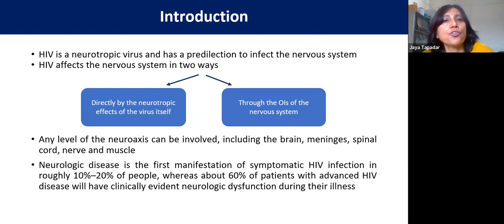So HIV is a neurotropic virus, and it has a predilection to infect the nervous system. The manifestation of HIV in the nervous system is divided into two types. One is directly by the virus itself, the other through other opportunistic infection which affects the nervous system. We will deal with both of them. And what you should remember is HIV can affect any part of the nervous system.